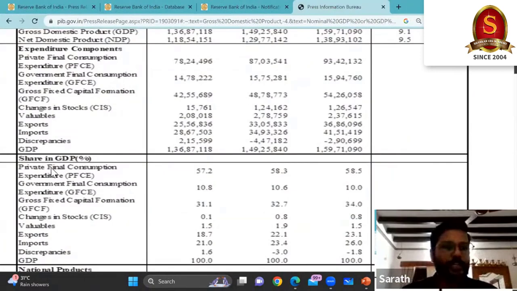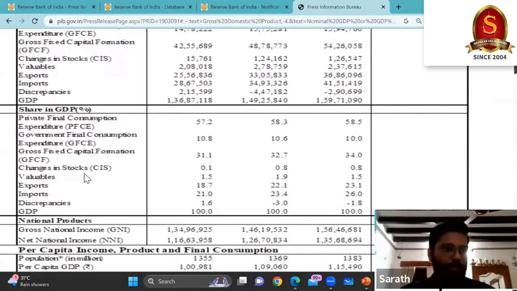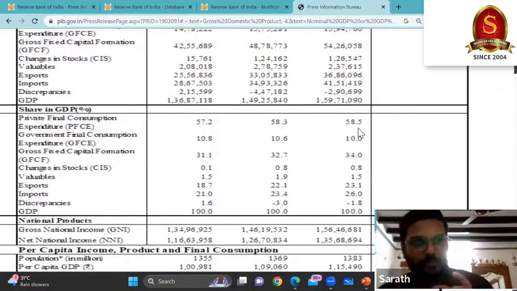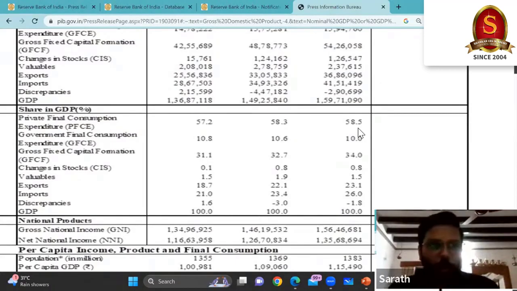This is the share in GDP, private final consumption expenditure, as we see over here. In the column that is highlighted here, you will find numbers like 57.2, 58.3, 58.5. That is C. The one next to it, government final consumption expenditure, is roughly 10. That is G. Then the gross fixed capital formation plus change in stock plus valuables, which technically is referred to as gross capital formation, or more commonly referred to as investment.